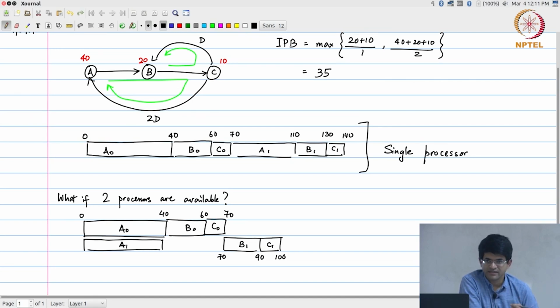Now, where does this leave us? What does this actually mean? Now, what this is telling us effectively is that I was able to finish 2 iterations within 100 time units. So, the iteration period, not the iteration period bound, the actual computed iteration period in this case, average is 100 by 2 equal to 50 time units.